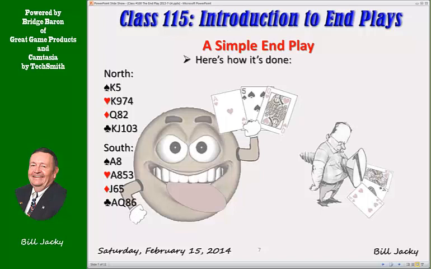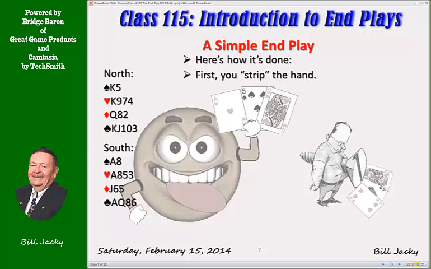This is the hand again. Here's how it's done. First, you strip the hand. The concept is simple. You want the opponents to lead diamonds, so you eliminate all the side suits so they're unable to lead anything else but diamonds. Then you get them in the lead and they are forced to lead to your advantage.